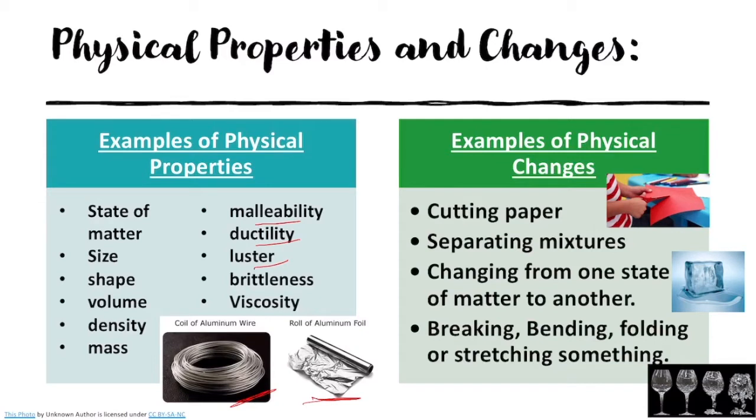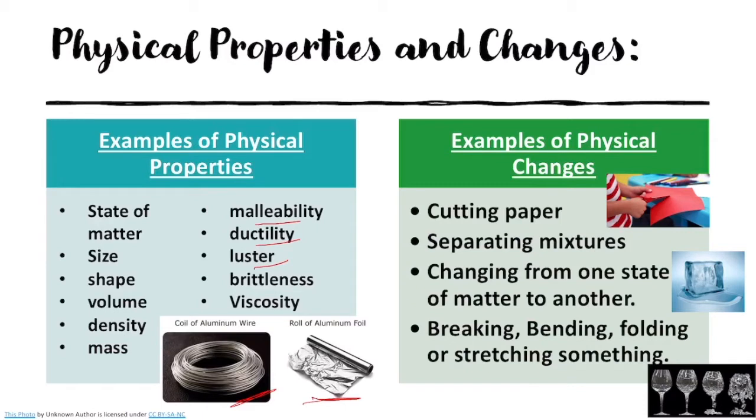Some examples of physical changes would be cutting paper. So if I had a sheet of paper and I cut a shape out of it, I'm changing the shape or the size of that paper, but it's still paper. It's still identifiable as paper. The techniques that we use to separate mixtures are other examples of physical changes. When we separate a mixture, we're taking advantage of the differences in physical properties of the components of each mixture. Changing from one state of matter to another is also a physical change.